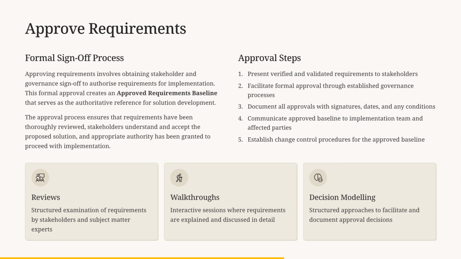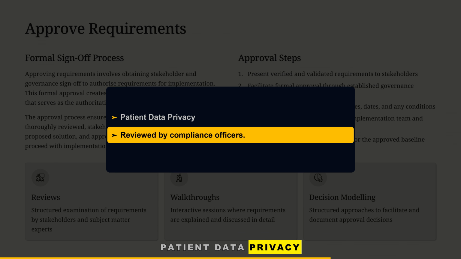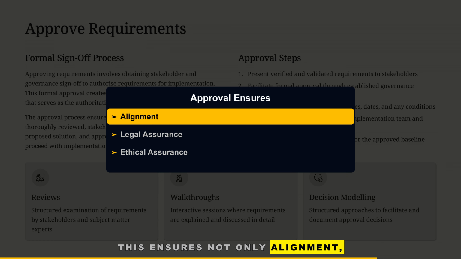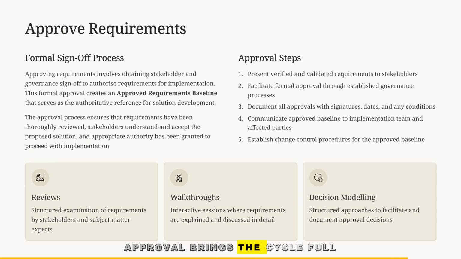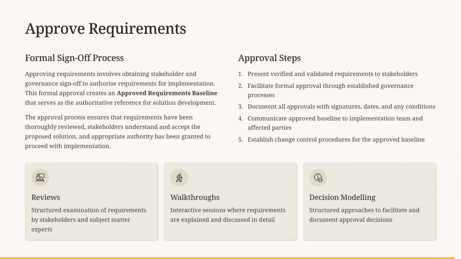behind acceptance. For instance, in a healthcare system rollout, every approved requirement related to patient data privacy must have been reviewed by compliance officers before it proceeds. This ensures not only alignment, but legal and ethical assurance. Approval brings the cycle full circle. Requirements are now validated, accepted, and ready for implementation.